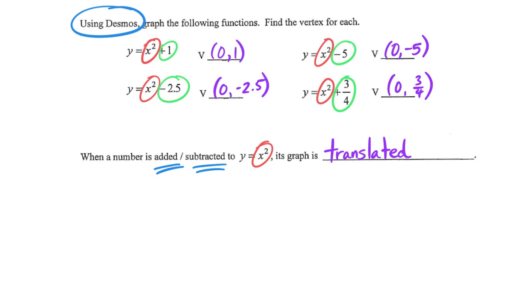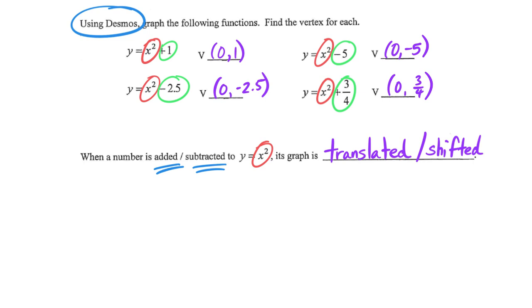Now, translated starts to sound like another word that we would use, and so I'm not a big fan of it. The word that I would prefer to use, because it doesn't sound like anything else, we're not going to confuse it for anything else, would be the word shifted. When I add or subtract a value to y equals x squared, I shift my graph.